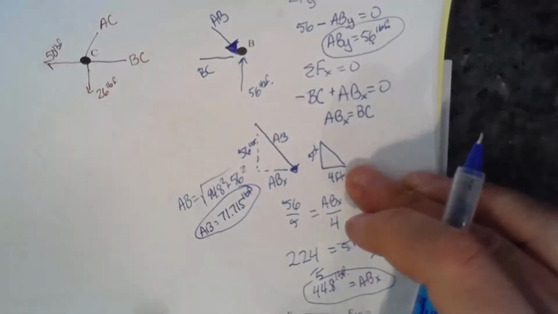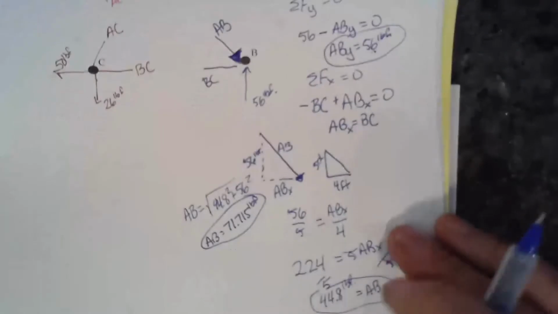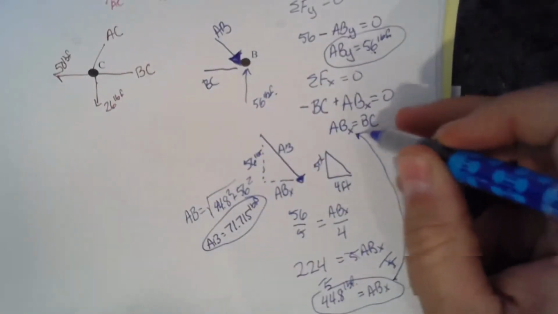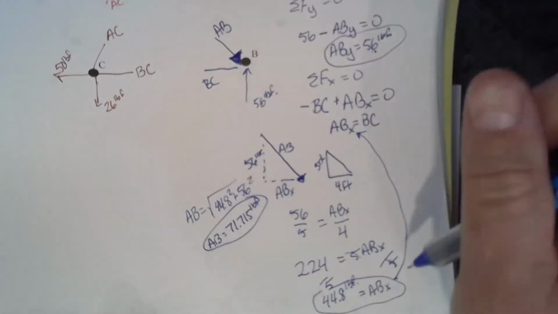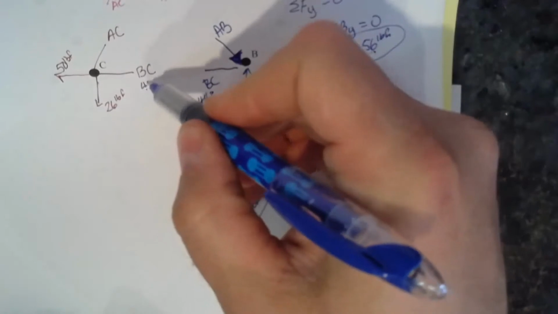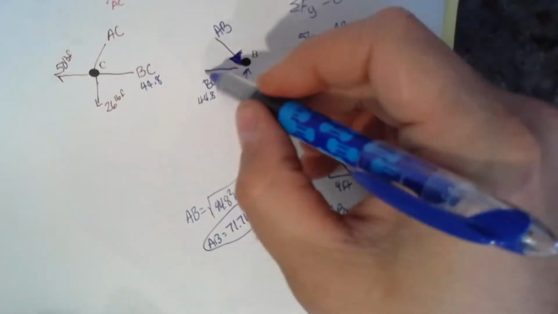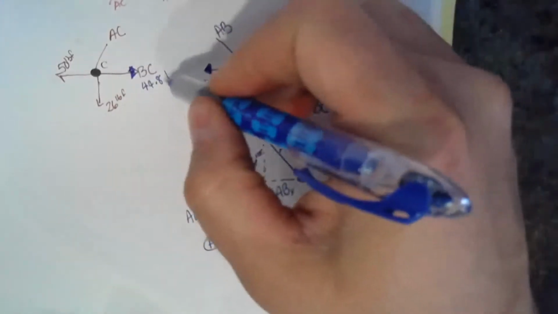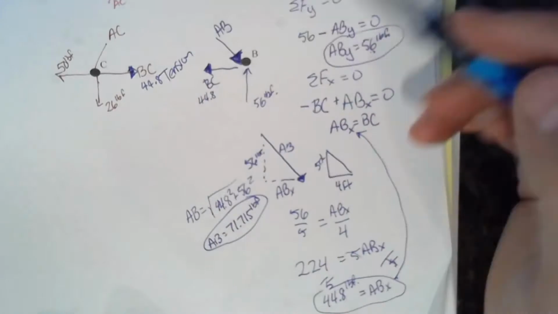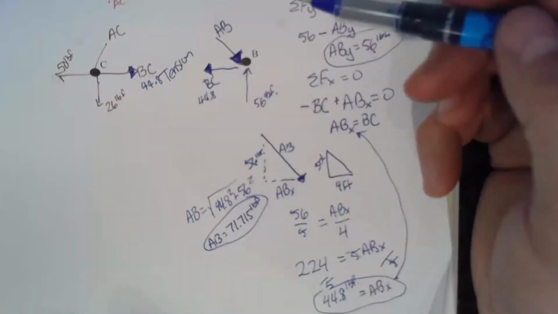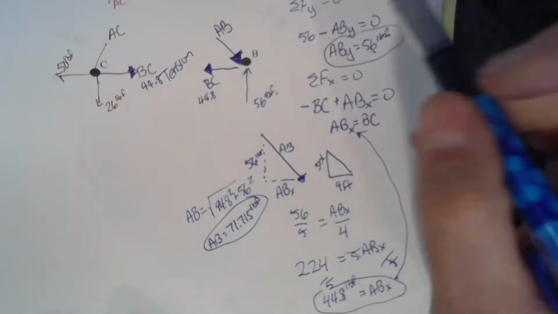There's a lot to unpack there. We know what AB is. That's good. We know AB in the x is equal to BC. So we know BC is 44.8. And it means it's sat over here as well. And we said it has to go to the left. So over here, it's going to the right because this means it's in tension. So now I know BC. I know AB. I just have one left to find. And we'll go ahead and do that at C.